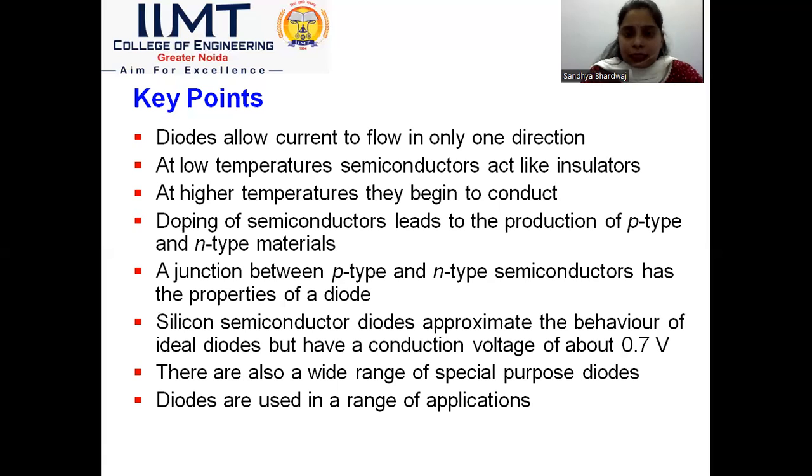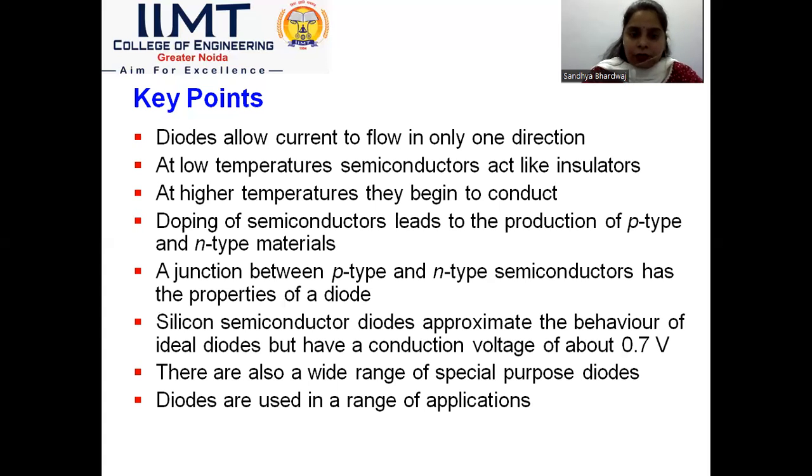Doping of semiconductors leads to the production of p-type and n-type material, that is intrinsic or extrinsic. A junction between p-type and n-type semiconductor has the properties of a diode. A silicon semiconductor diode approximates the behavior of an ideal diode, but has a conduction voltage of about 0.7 volt. Germanium is 0.3 volt. So silicon semiconductor diodes approximate the behavior of an ideal diode.